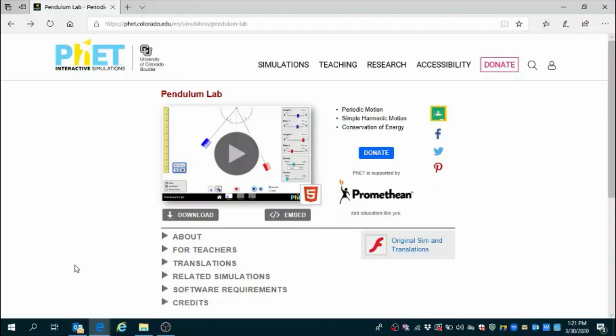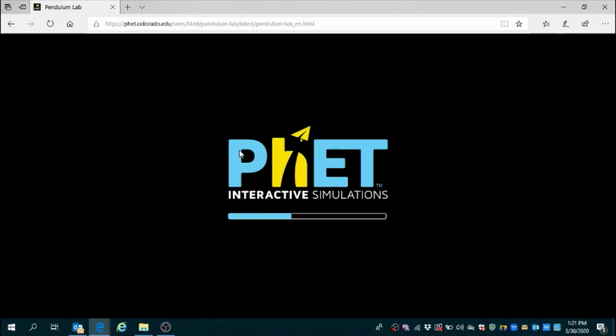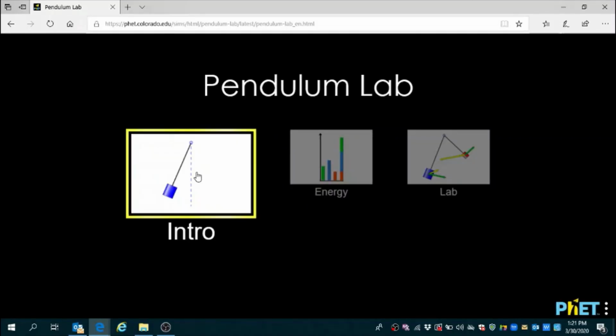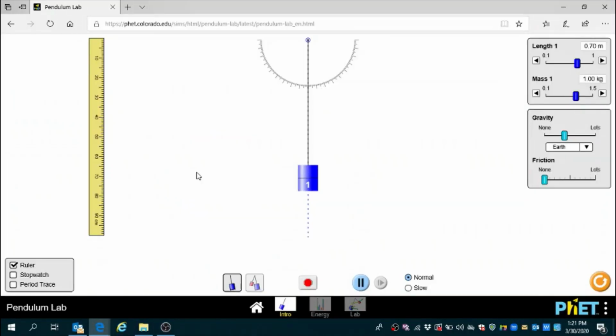So we're going to start off with the pendulums and then look at the mass spring systems within the context of simple harmonic motion. So if you follow the link I sent you, you would see this page for the Pendulum Lab. All you have to do is hit play. Hopefully that part worked out for you. It loads up and we go to intro. And here is your pendulum.